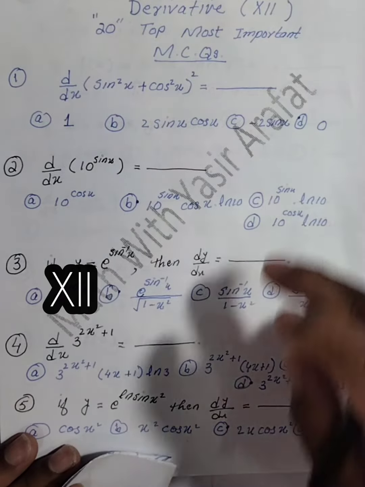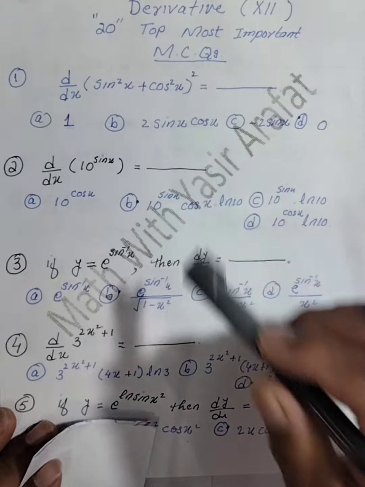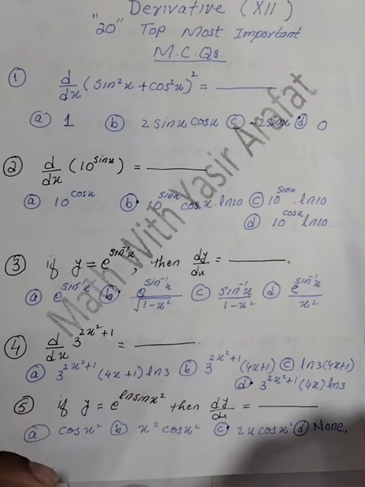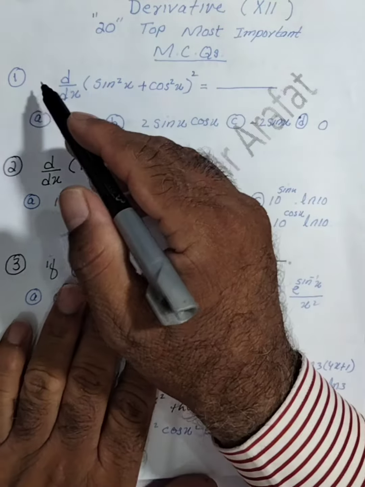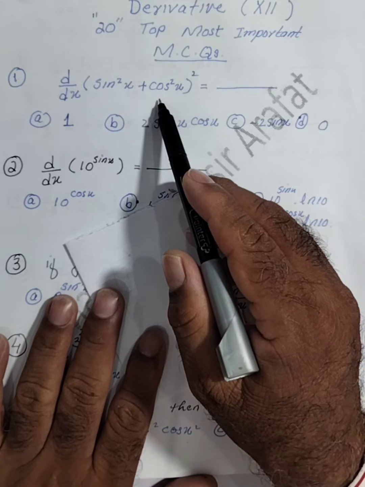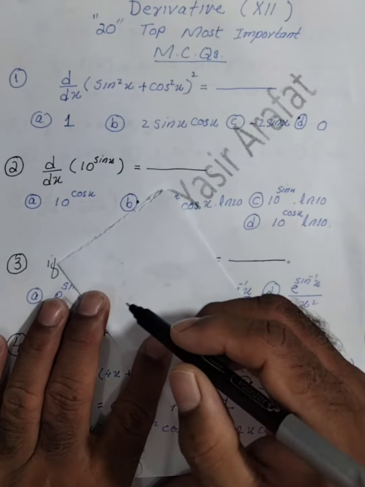You are watching Math with Yasir Fad, and today we are going to discuss 20 top most important MCQs of the derivative of second year. So here, this is the first MCQ, that is the derivative of (sin square x plus cos square x) to the whole square. The derivative of this we have to find out.